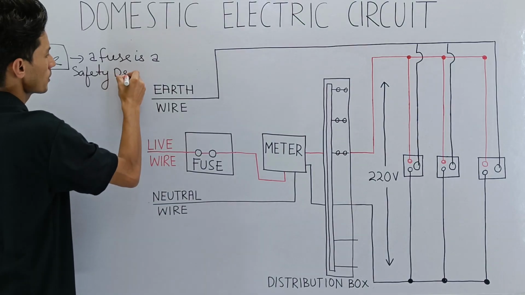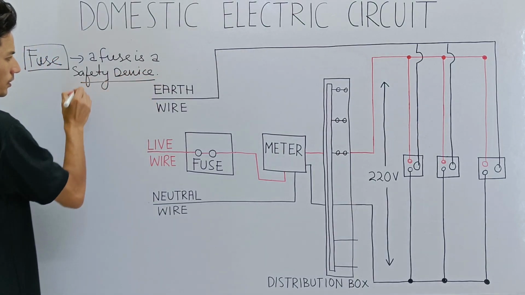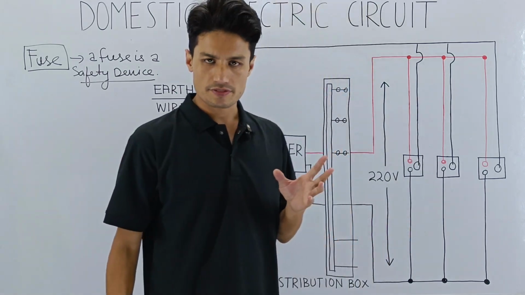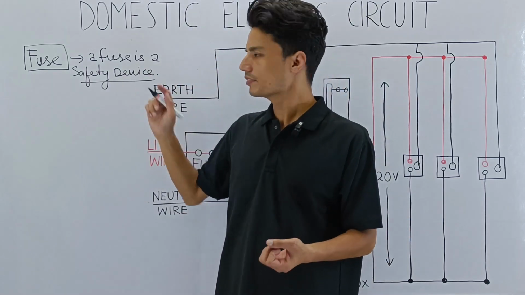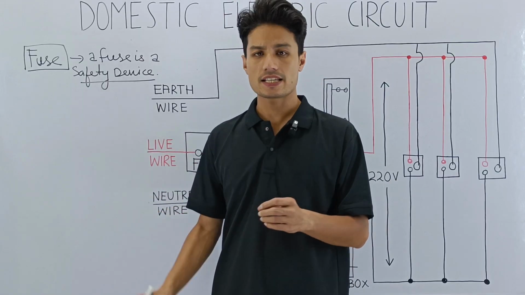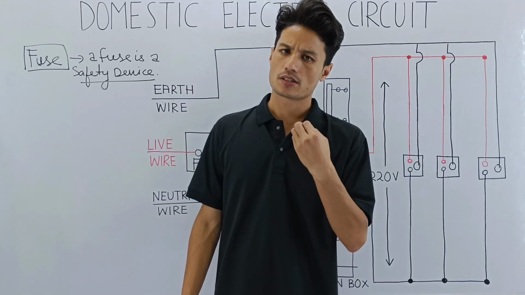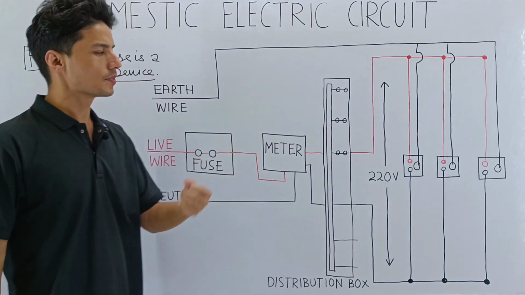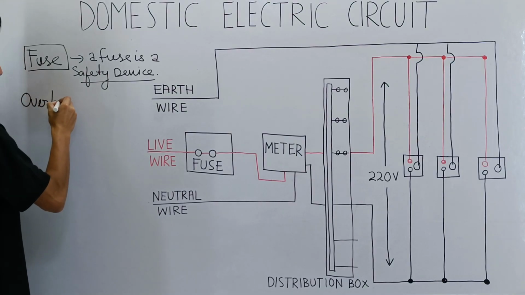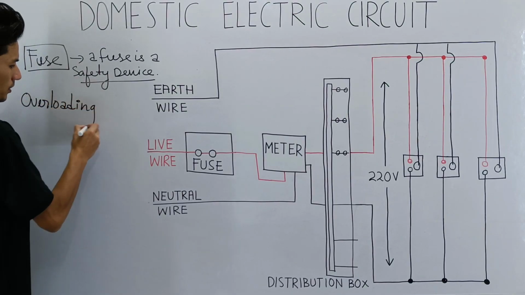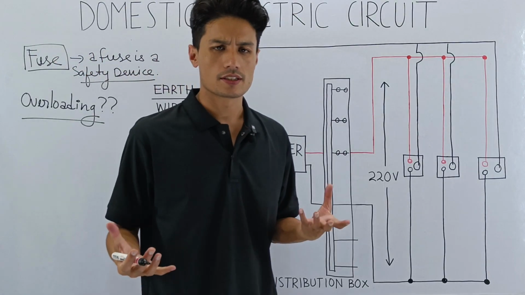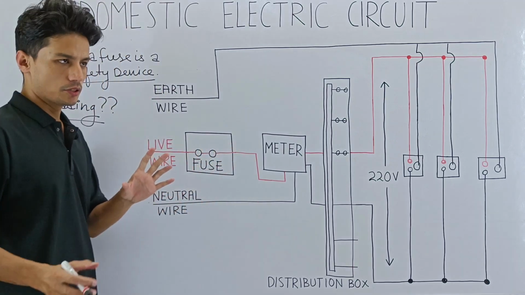Make sure that you write this down. This is the shortest definition of a fuse. What is a fuse? A fuse is a safety device. So what is it protecting us from? Because we are using the word safety, it must protect us from something. It protects us from overloading. Now there's a question in your mind: sir, what is overloading? Let me tell you.